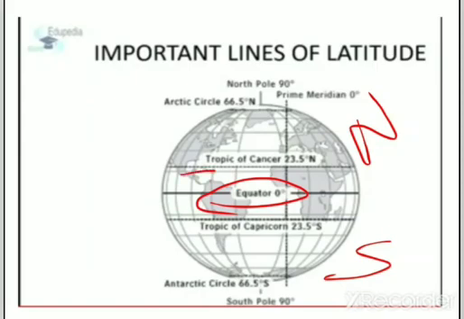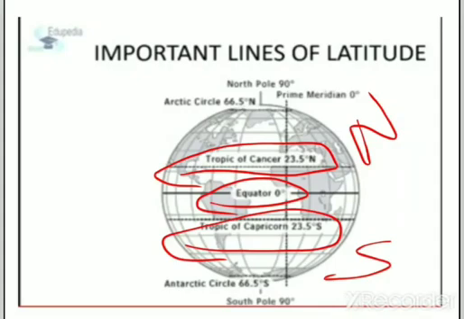The next important latitudes are the Tropic of Cancer and the Tropic of Capricorn. Tropic of Cancer is 23.5 degree north, and Tropic of Capricorn is 23.5 degree south. These are very important as they are the outer limit of the sun's movement north and south of the equator, and they form the tropical zone, which we'll discuss in further explanation.